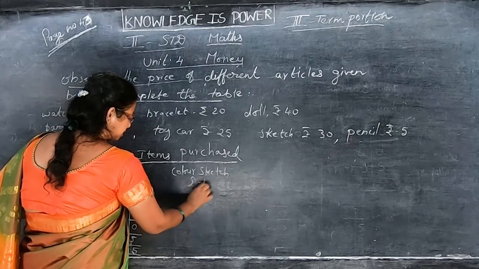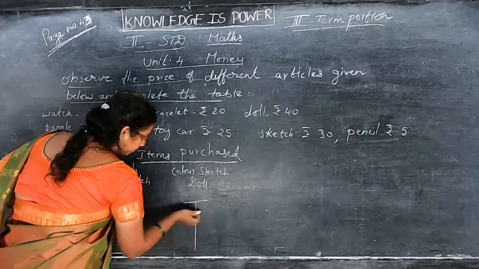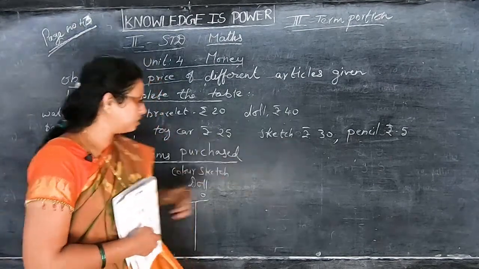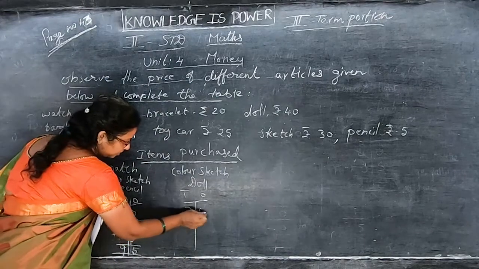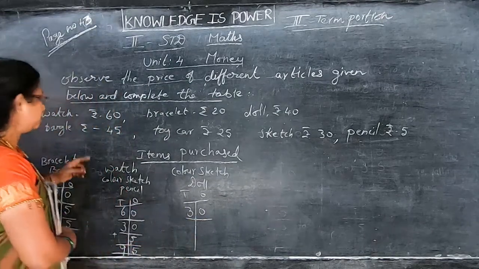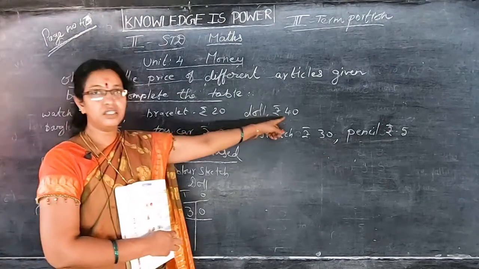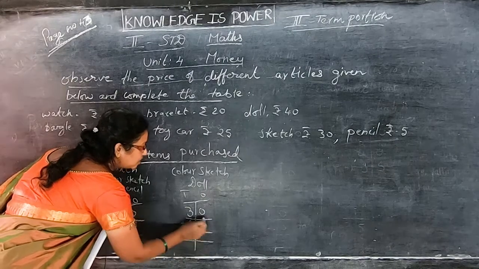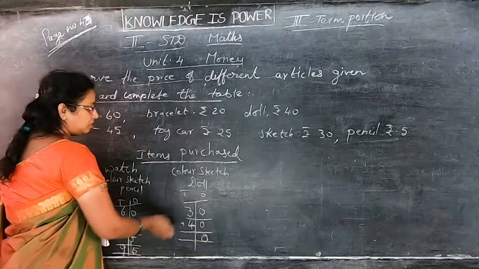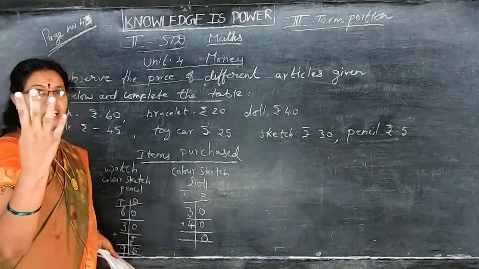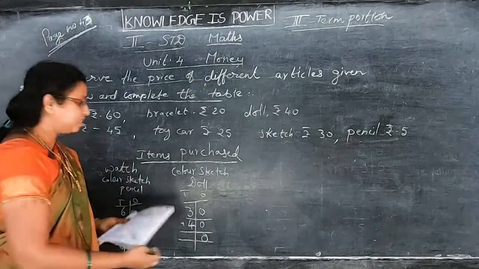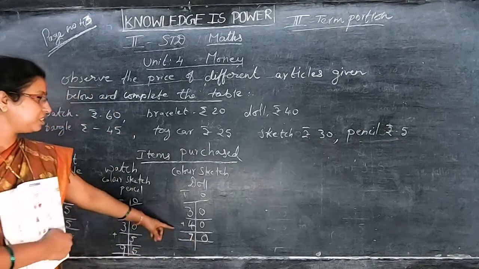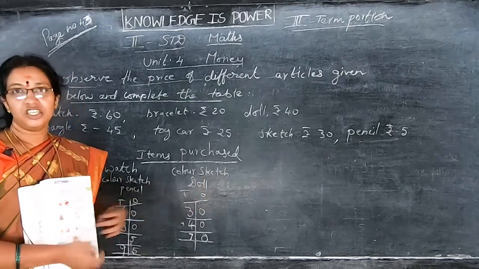Color sketch and doll, they are buying 2 items. Tens, ones. See color sketch how much? 30 rupees. So you write here 30 rupees. Then doll, how much? 40 rupees. So you write here 40. You are going to add. See 0 plus 0, 0. 3 in the mind, take 4 in the finger. After 3, 4, 5, 6, 7. So 70 rupees. For 70 rupees he bought the color sketch and doll.